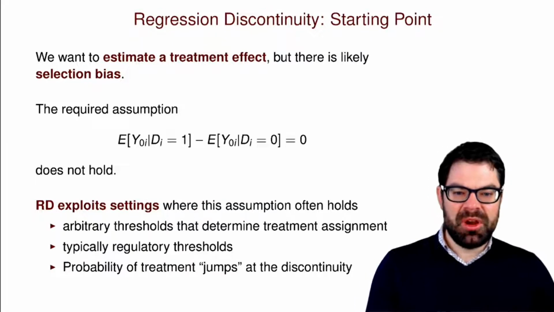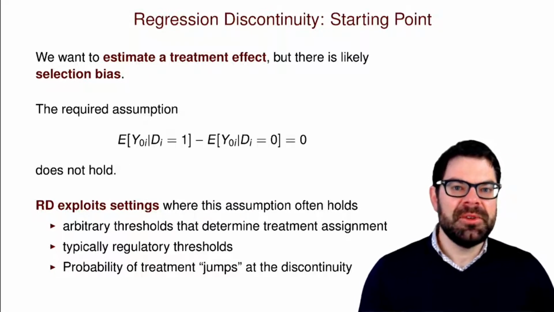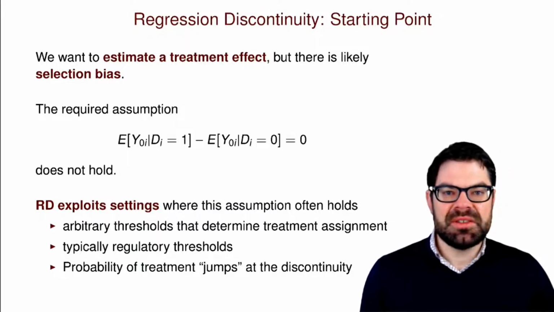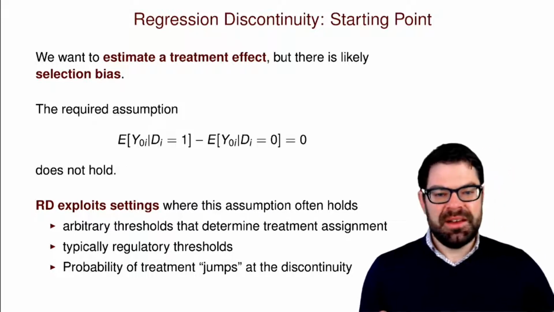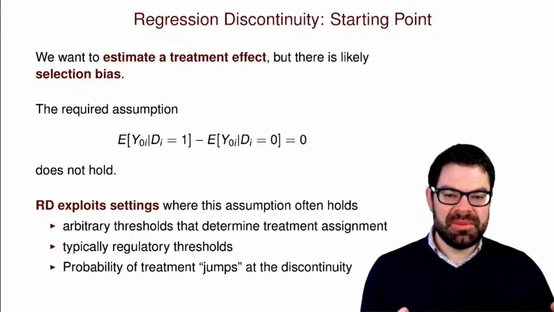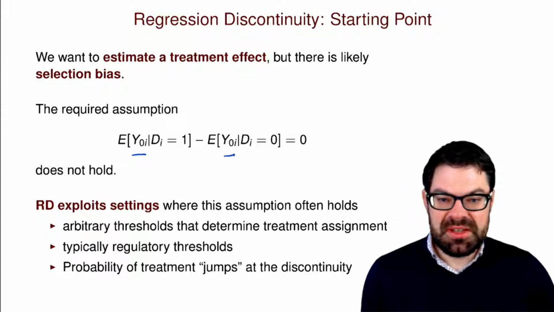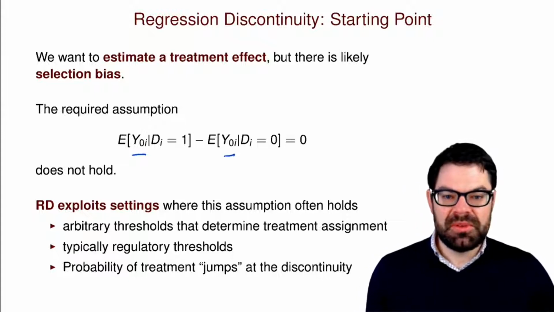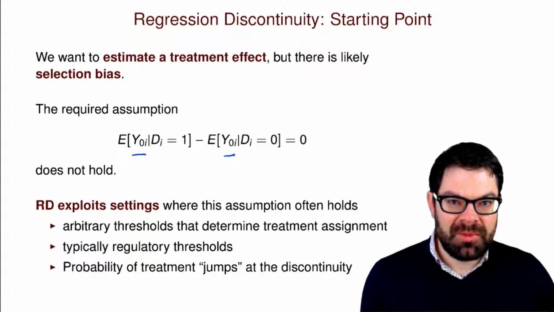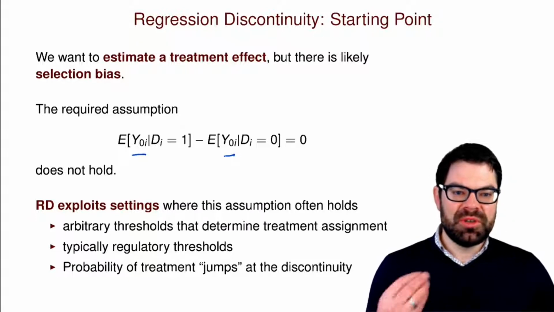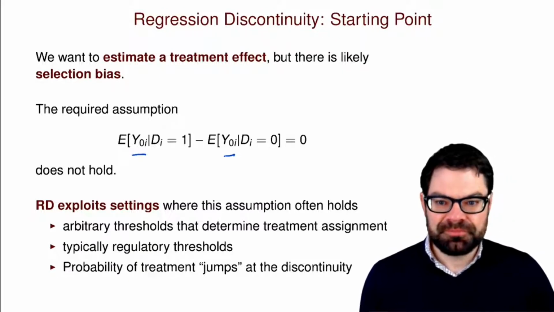But we have this problem that the key identification assumption doesn't hold. What's the key identification assumption? It's that basically the treatment is assigned as good as randomly, such that the potential outcomes of those receiving the treatment and those who don't are the same. That's the identification assumption that we need to make in order to claim that our effect is causal.